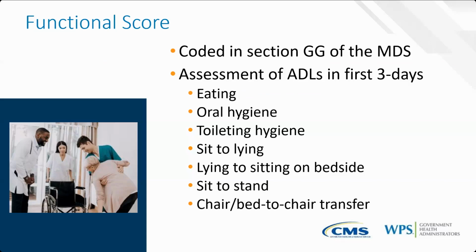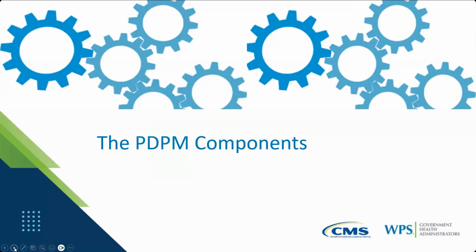And functional scoring is one of the factors used to calculate the PDPM rate, especially for PT, OT, and nursing components. Again, if you want more information on the details of the functional score, you can use that last link that Rachel provided in our chat, and it'll take you to the PDPM overview on the cms.gov page. So what are the PDPM components?